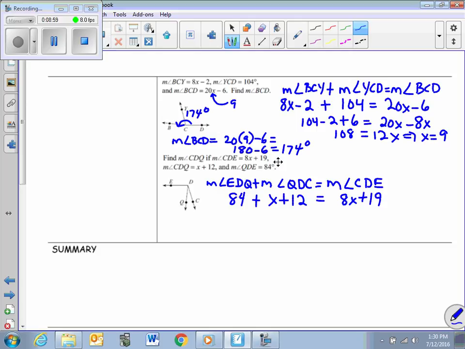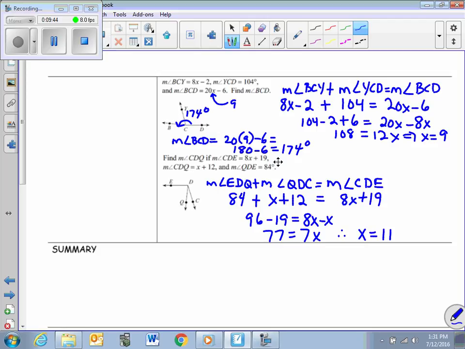So all we got to do is, just like we did above, solve for x, plug it in to find our angle measure. So we got 84 plus 12, that's 96, minus 19 is going to be 8x minus x. So 96 minus 19, that's going to be 77. Sorry, my arithmetic's not very good this morning. 77 equals 7x. Therefore, x equals 11. All right, but they're not asking me for x. They're asking me what is the measure of angle CDQ.